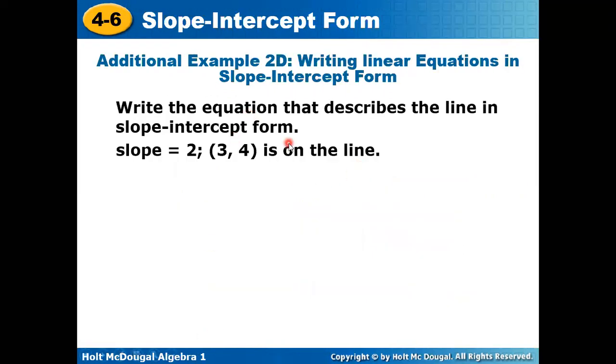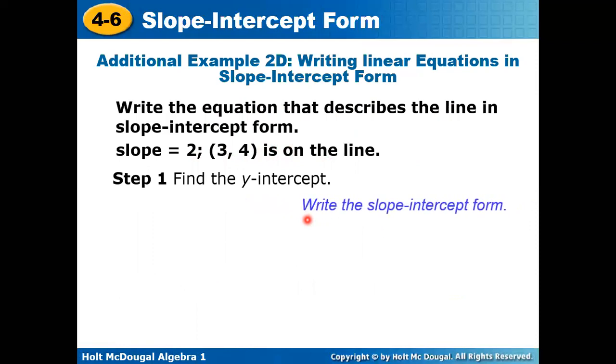Another question: write the equation that describes the line in slope-intercept form. The slope is 2, and we have a point on the line. Okay, we explained it in geometry. We need to find the y-intercept first. You can write the slope-intercept form, y equals mx plus b. Now you know the slope is 2, but we don't know the y-intercept.